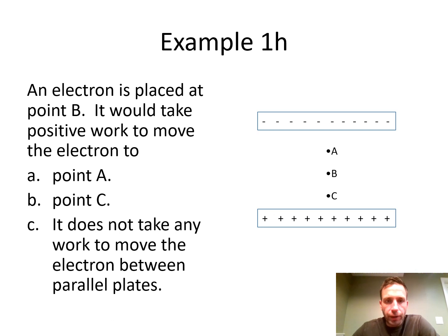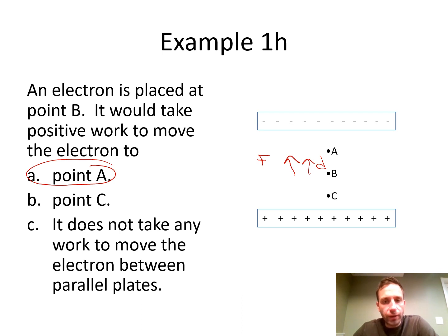An electron is placed at point B. It would take positive work to move the electron to. Now you have to be very careful with the wording of work questions. This question is asking about the work you would have to do to move it from B to A or from B to C. If I were to move it from B to A, I'd be fighting the electric force. And so I would have to apply a force in this direction and move it in this direction. Therefore, the work would be positive.